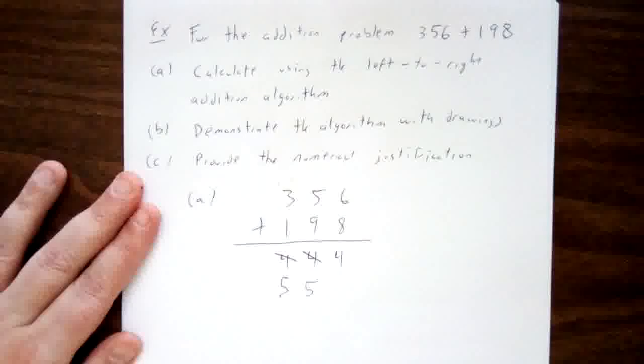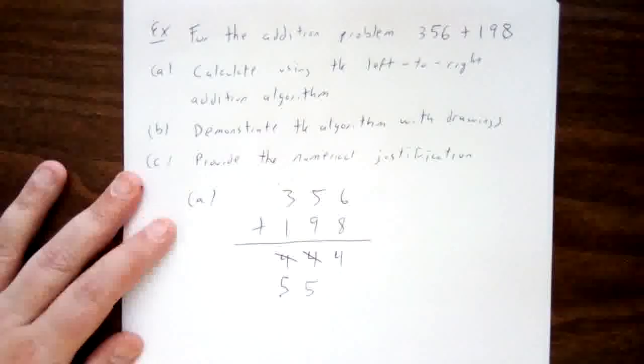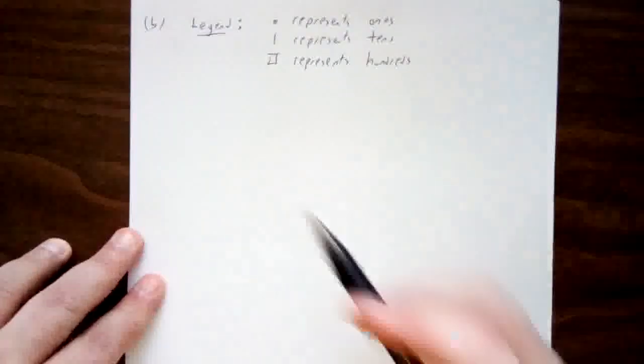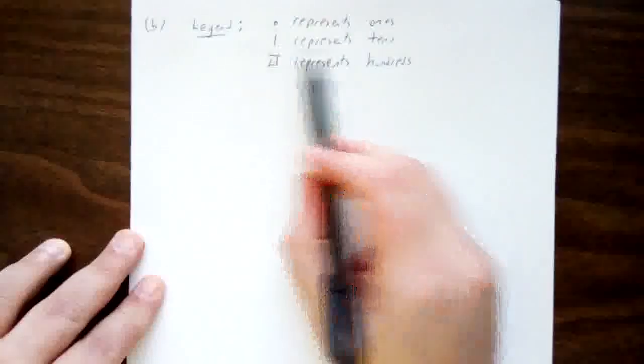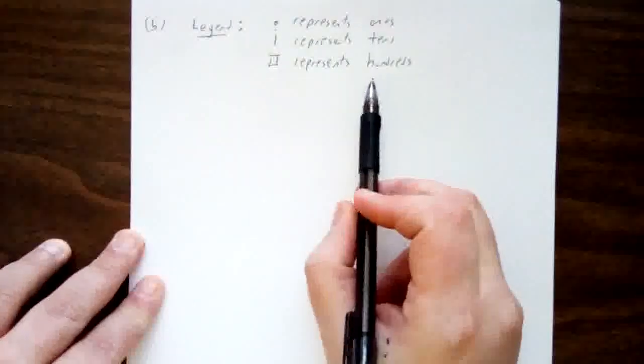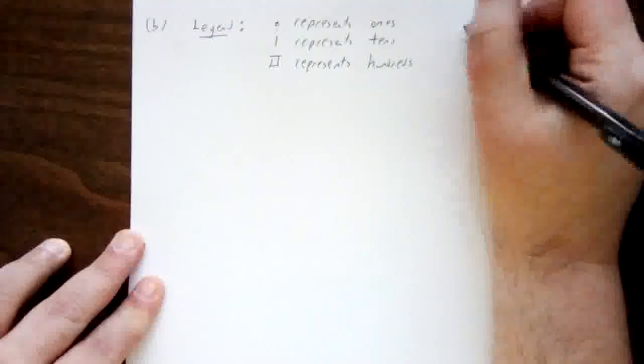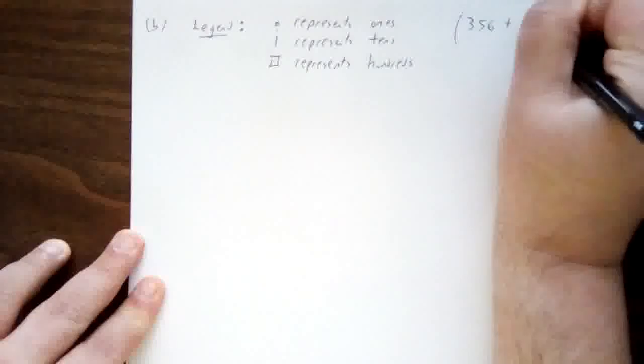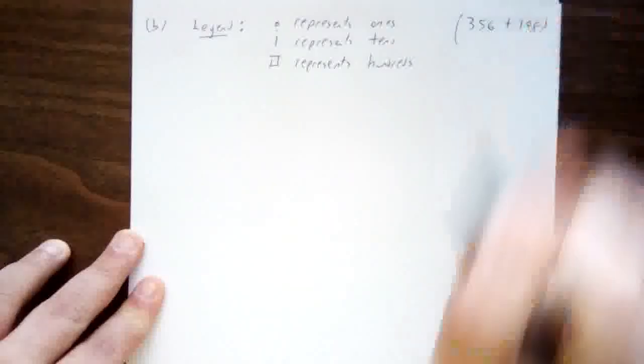So now I'm going to demonstrate exactly the same algorithm, but with drawings. As usual, I'm going to begin by giving a legend of my shapes, dots to represent ones, sticks to represent tens, and the squares to represent the hundreds. And just as a reminder, the problem that we're doing is 356 plus 198.